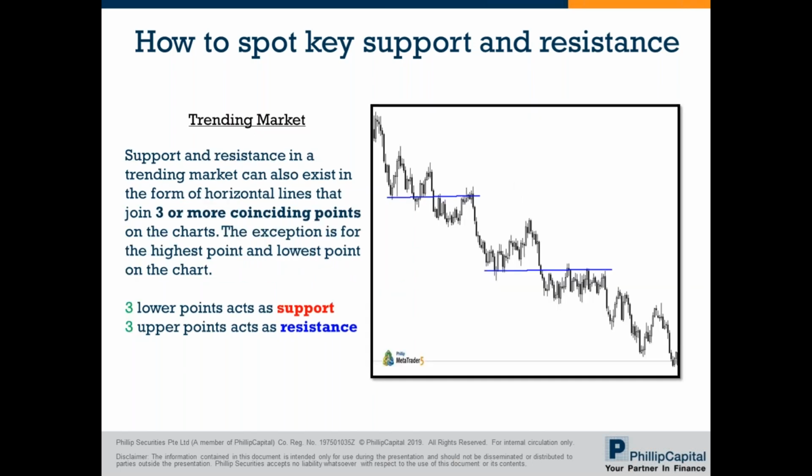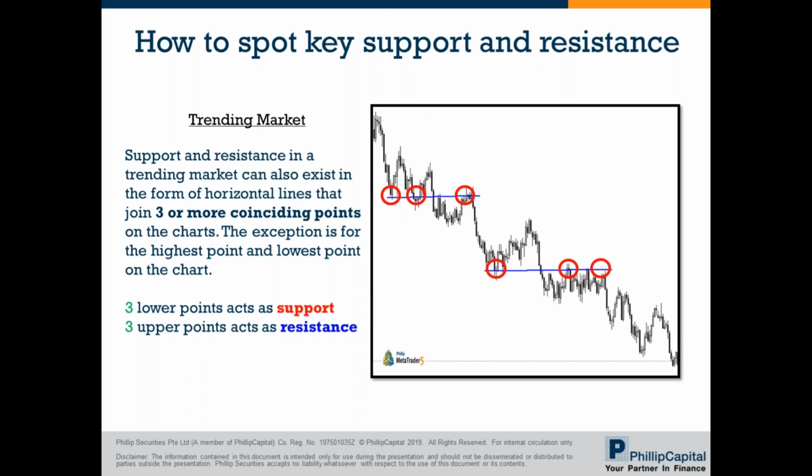The next way you can identify support and resistance in a trending market is also horizontal lines, right? As I mentioned earlier, for a support and resistance to be validated, there must be at least 3 coinciding points in a plane. So in this case, you can see that I have highlighted using the red circles that there are at least 3 points that are touching the horizontal plane, which I have drawn. And so these points are the support and resistance.